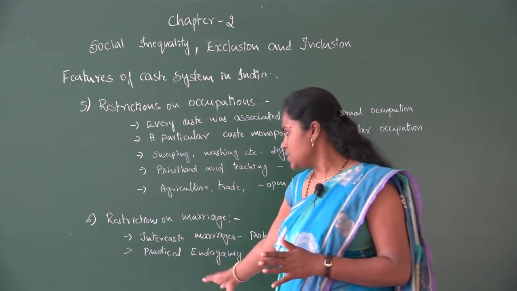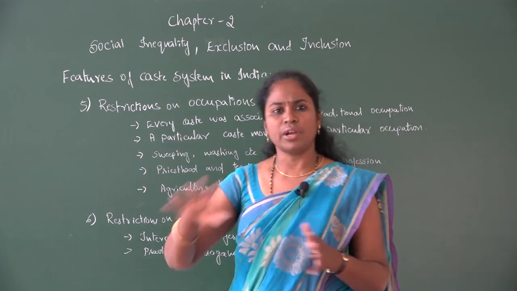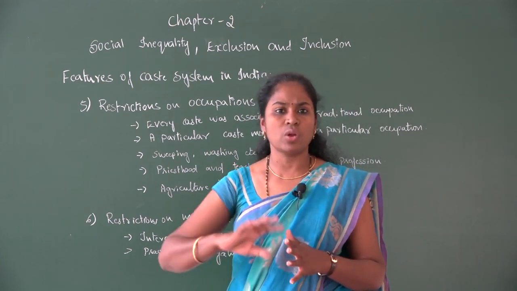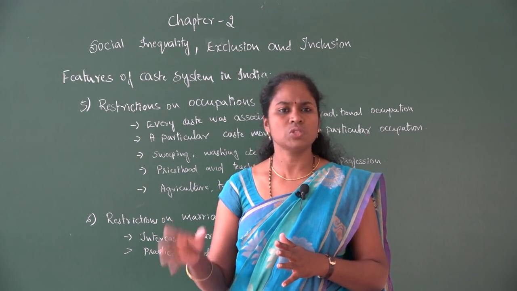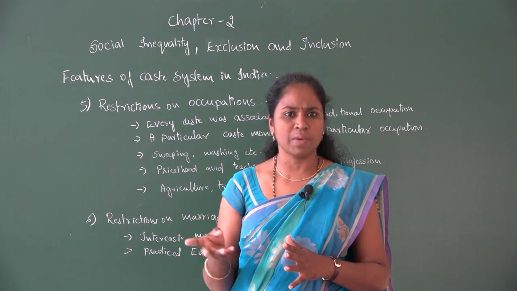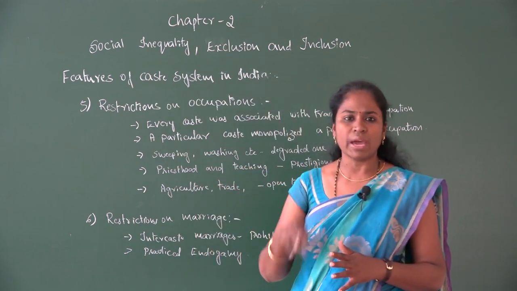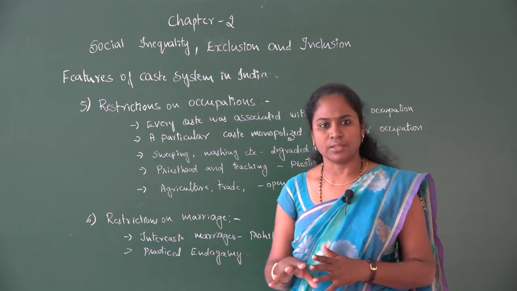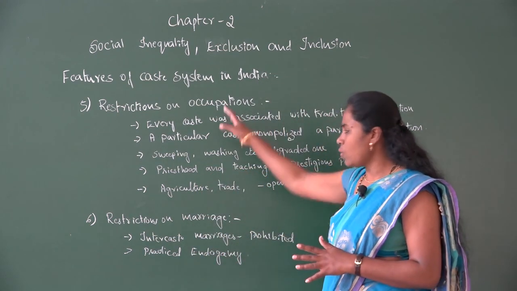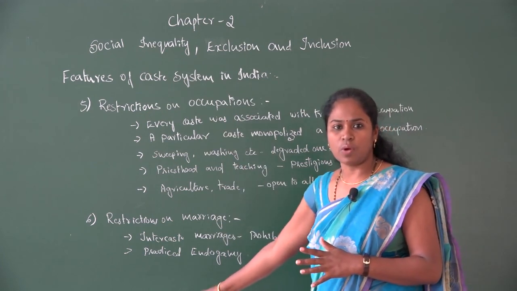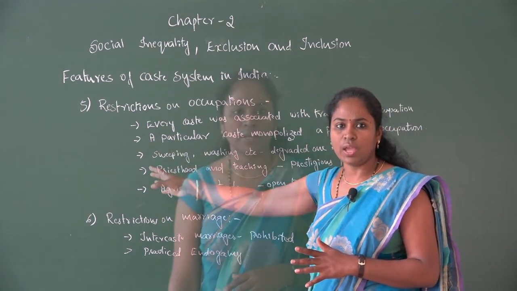Any different types of marriages were not accepted here. So interreligious marriages and intercaste marriages were prohibited in the society. This was the marriage system according to the caste. So here we have gone through six points according to G.S. Ghurye. Thank you.